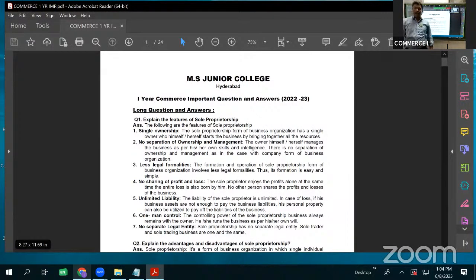Yesterday we learned two LAQs, that is sole proprietors, features, advantages, disadvantages, and one more, partnership, features, advantages, and disadvantages. Let us move further.